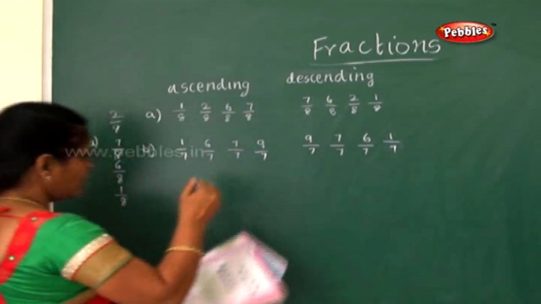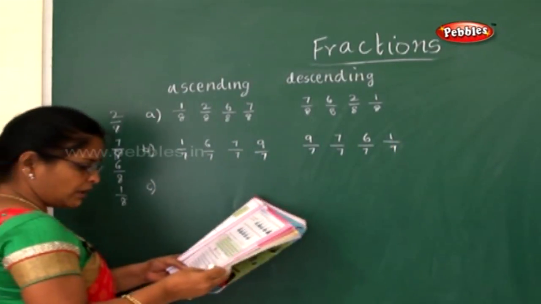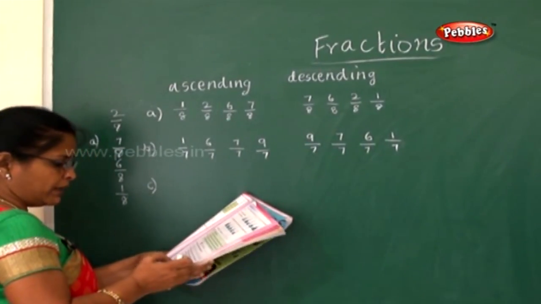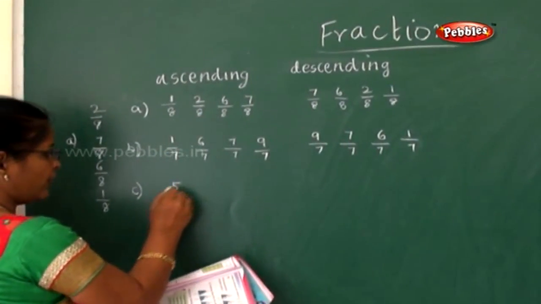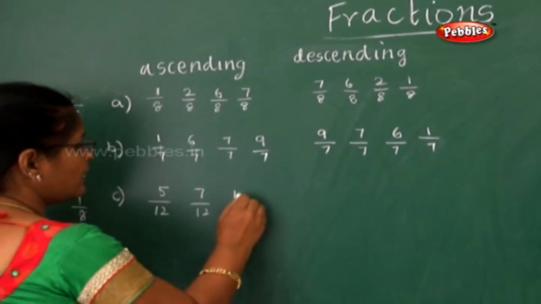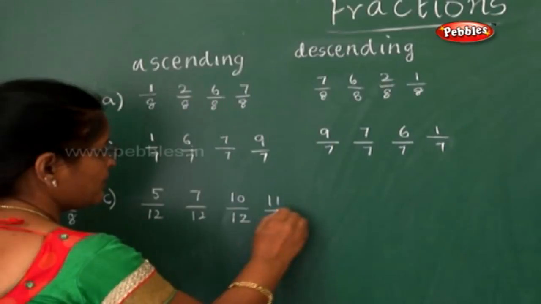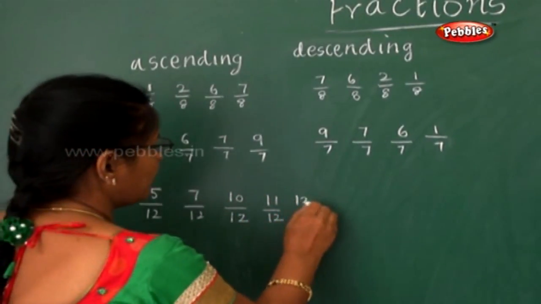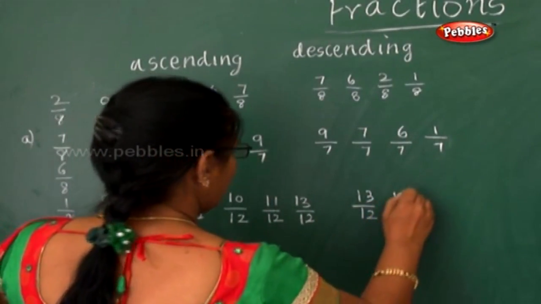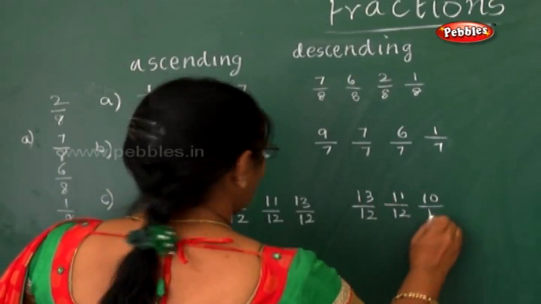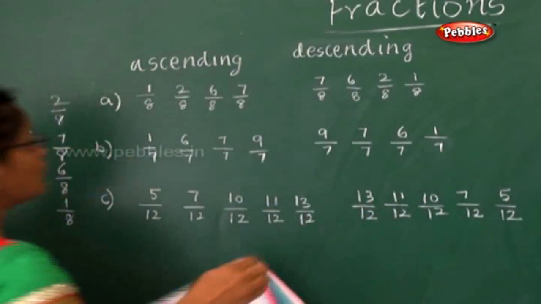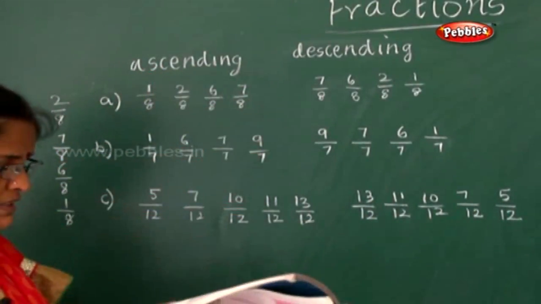Now next sum: it is 13 by 12, 5 by 12, 7 by 12, 11 by 12 and 10 by 12. So now how will you write in ascending order? 5 by 12. Next is 7 by 12. Next is 10 by 12. Next is 11 by 12. Next is 13 by 12. Now how will you write in descending order? 13 by 12, 11 by 12, 10 by 12, 7 by 12 and 5 by 12. So this is how you do the fractions in ascending order and descending order.